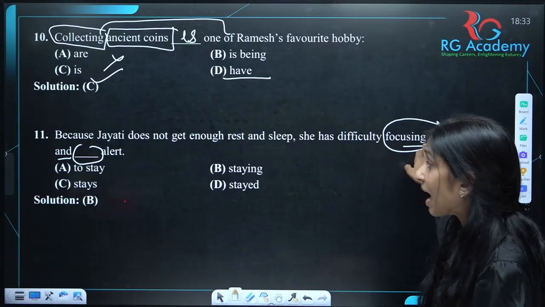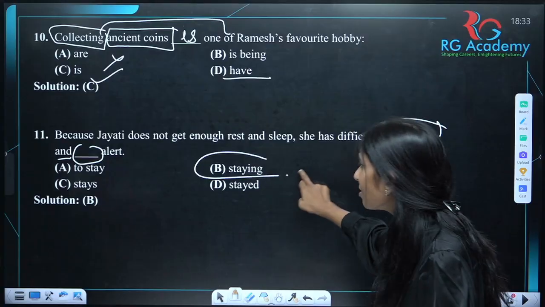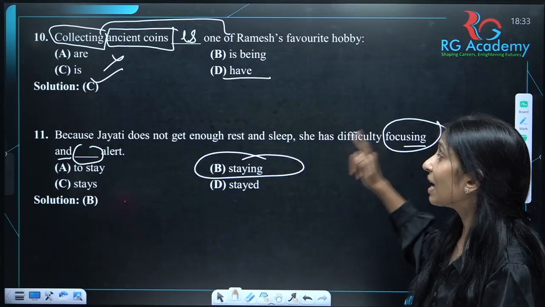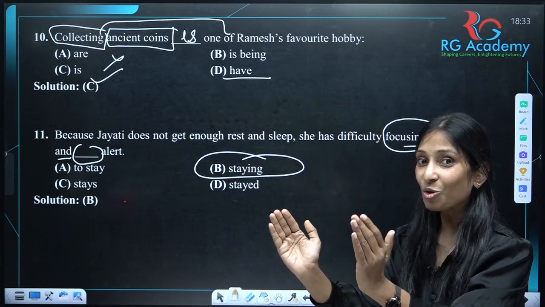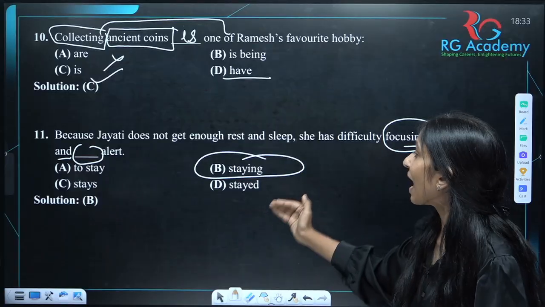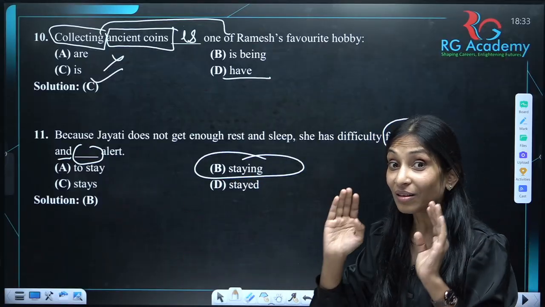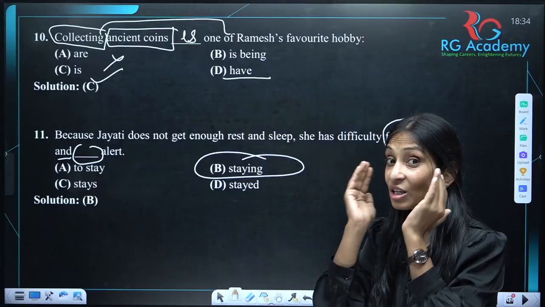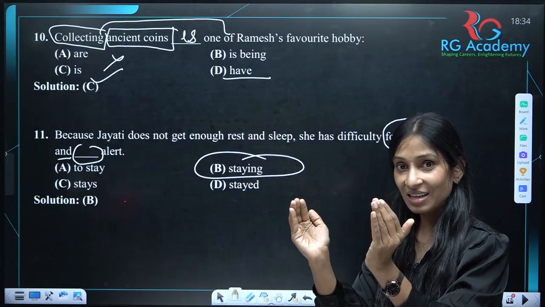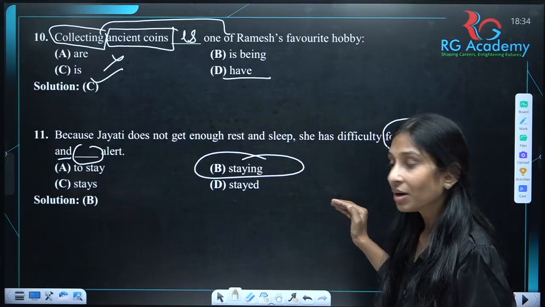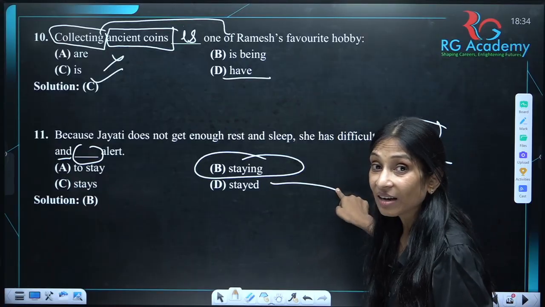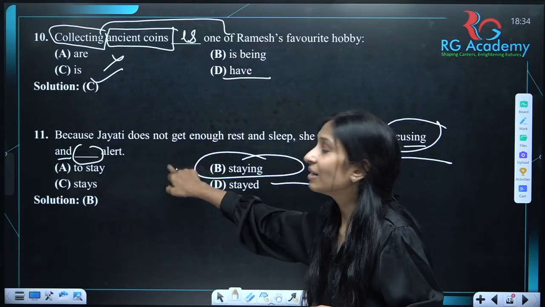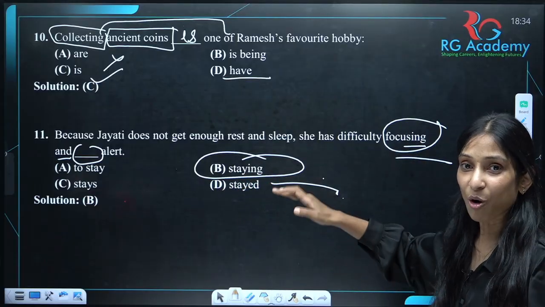So focusing, ing. You are going to directly search for the word with ing, and that is: she has difficulty in focusing and staying. That's how it is going to be parallel. If you put focusing and to stay, it might be correct grammatically, but it is not a parallel construction, right? It is not a similar kind of construction of a sentence. That's how we choose words like focusing and staying. Both are ing forms of verbs. So we are going to put staying in the blank rather than any other form of verb.